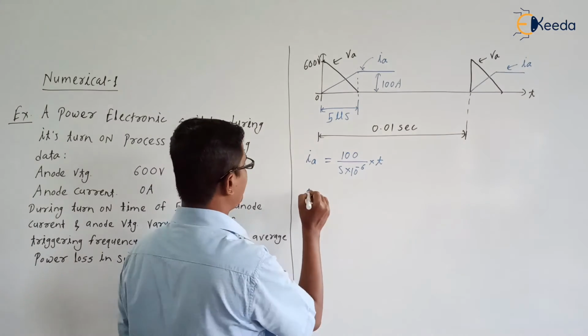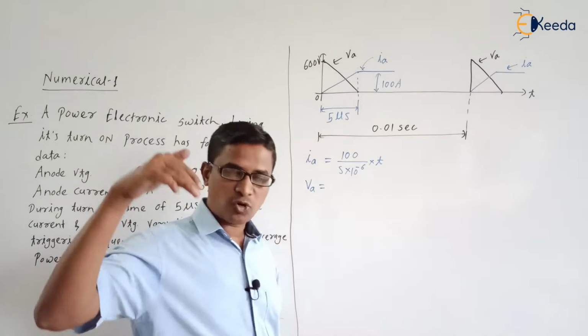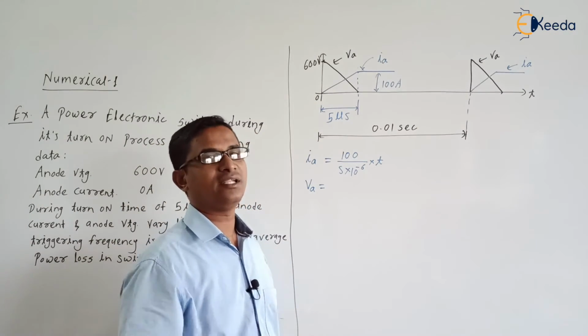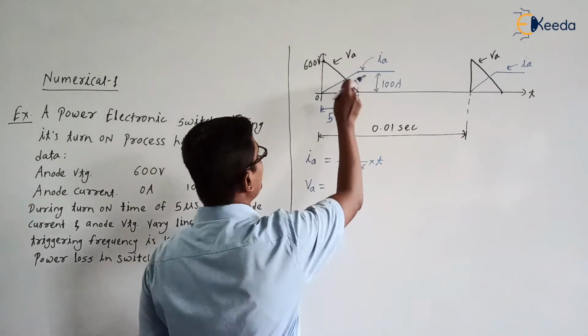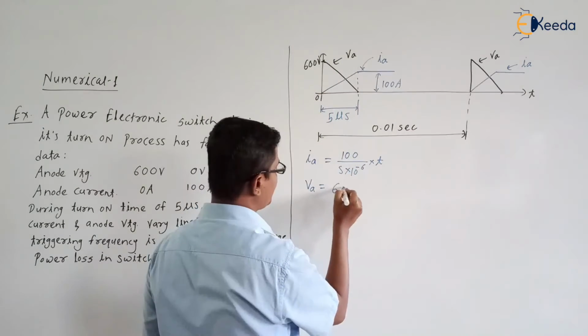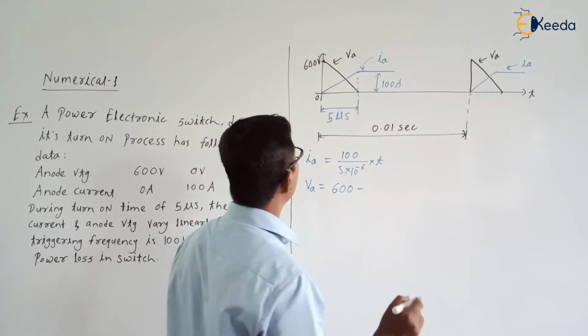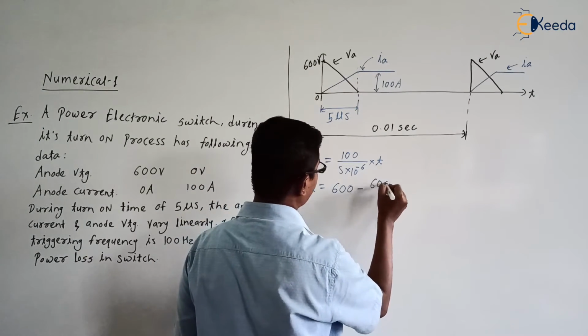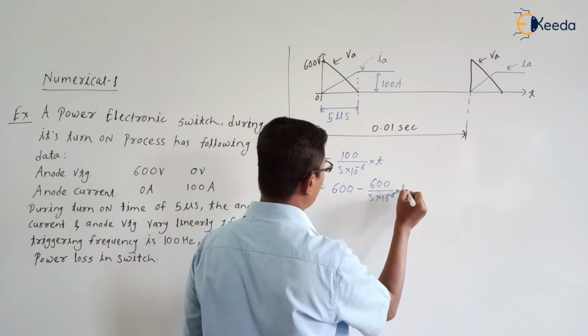Similarly, can we write the expression for Va? Va is equal to, please be careful, the slope is decreasing now, so that's why we need to put a negative. And again we need to add the initial value, so it is 600 minus the slope, 600 upon 5 into 10 to the power minus 6, into t.